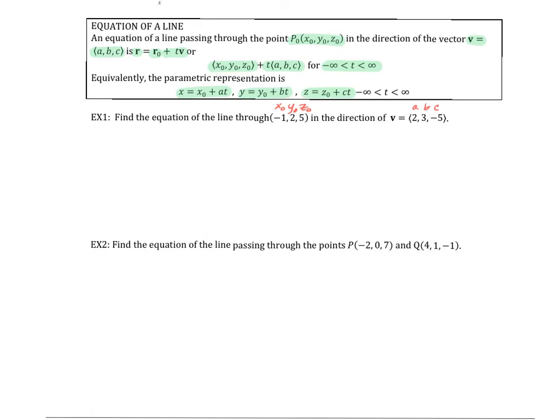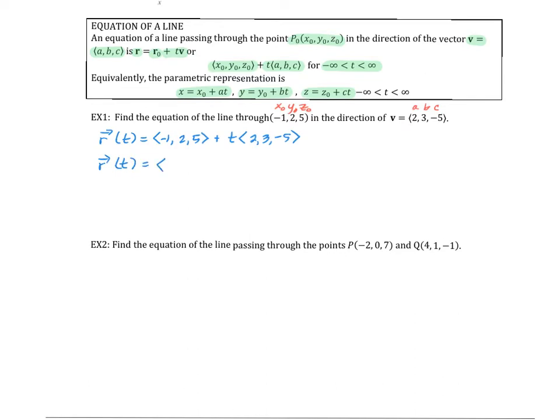So the equation of our line, I'll call it r of t. Remember, it's a vector equation. It's going to be the vector corresponding to our point, so -1, 2, 5, plus t times our direction vector, which is 2, 3, -5. Now, in your MyLab, it may be that you can leave your equation in this form. Sometimes they don't have you combine it. I personally like to combine it to have just one vector.